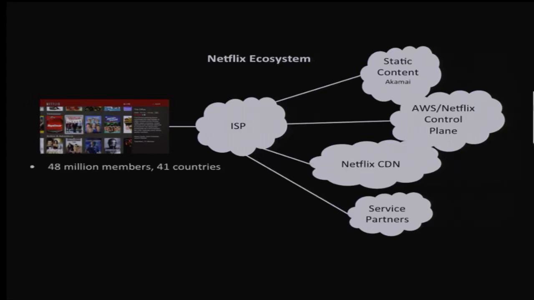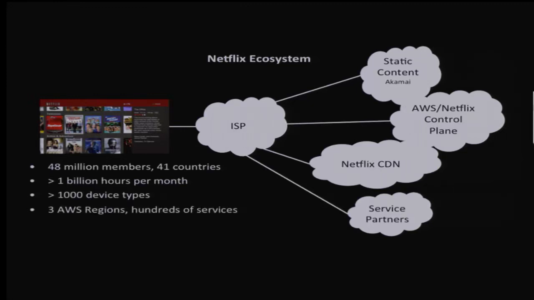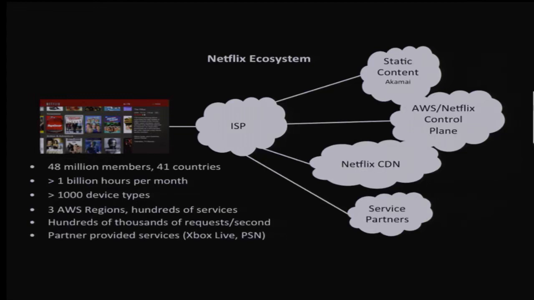We have roughly 48 million customers now and growing. We're in about 41 countries, and we've already announced that we're going to be expanding internationally later in the year. In a given month, we serve over 1 billion hours of viewing to our customers, and we are on over 1,000 different device types, including DTVs, game consoles, Android devices, etc. We're in 3 AWS regions, and we have hundreds of services that we deploy into each one of those regions. At peak, we're handling hundreds of thousands of requests per second. As I mentioned, we also have partner-provided services that we integrate with. Our CDN serves and stores petabytes of data, and at peak is serving traffic at terabits per second.